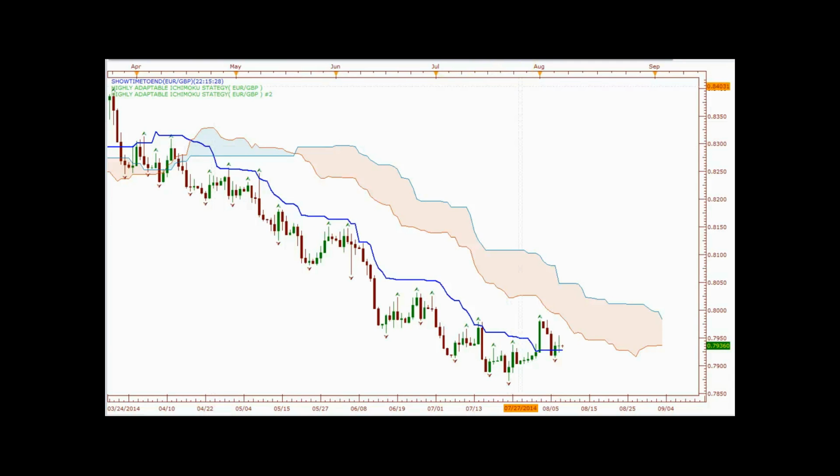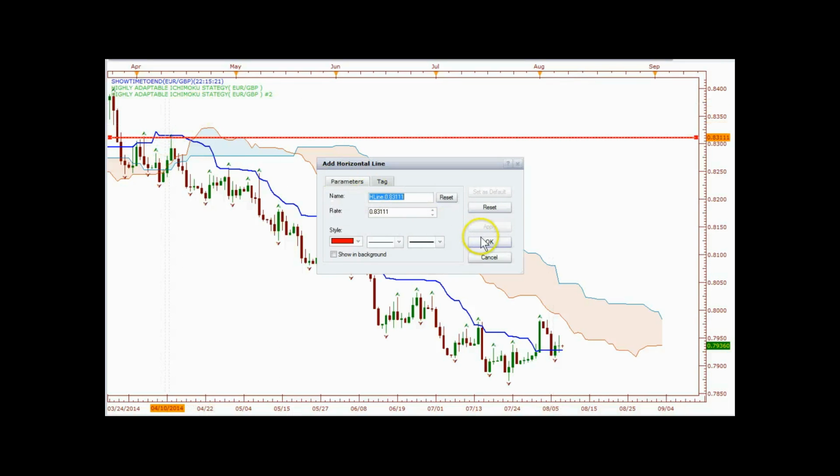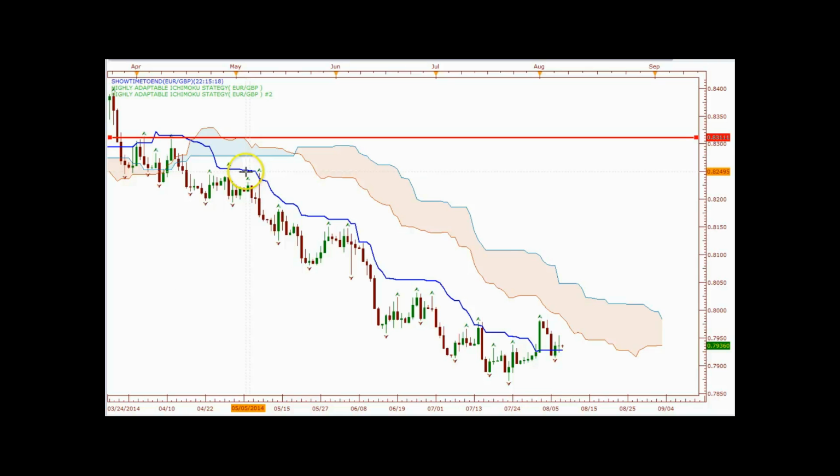So let's do the same thing we did for the other pair. Let's put all of these fractals in, because there's a bunch of them here. We're going to put them all in here. We never really break these levels.